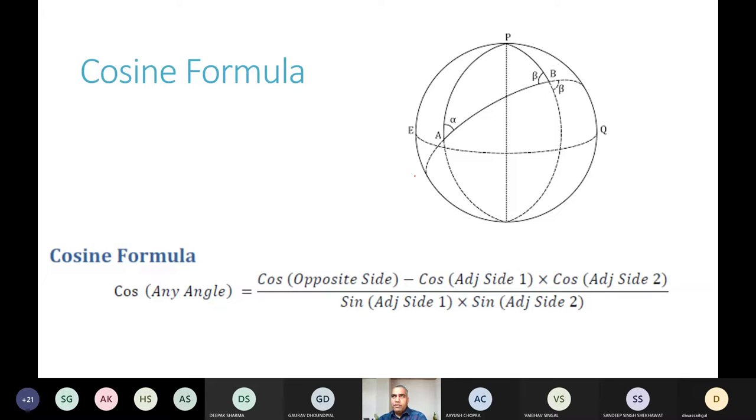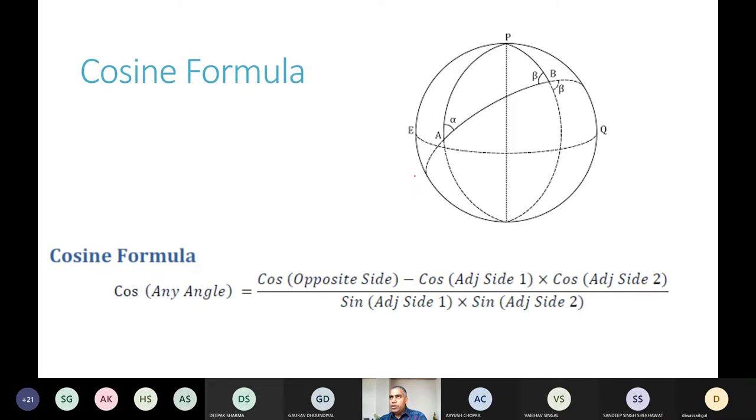So, Beta, the first formula which we use to solve the spherical triangle is the cosine formula. Now, what do we first understand or mean by solving the spherical triangle? Now, you see, this spherical triangle has six parts. There are three sides and there are three angles.